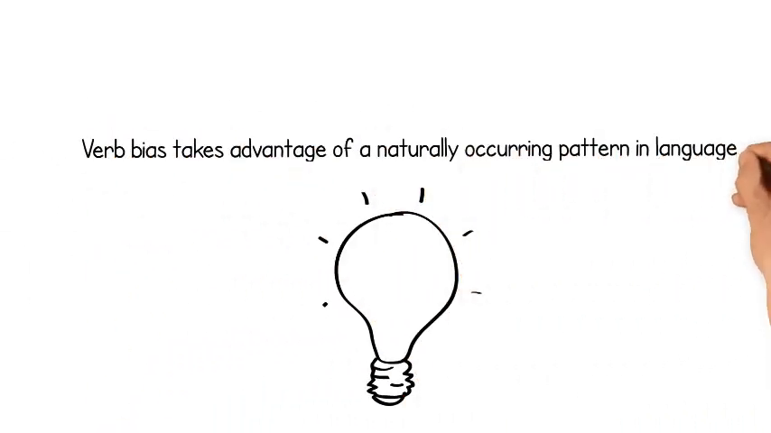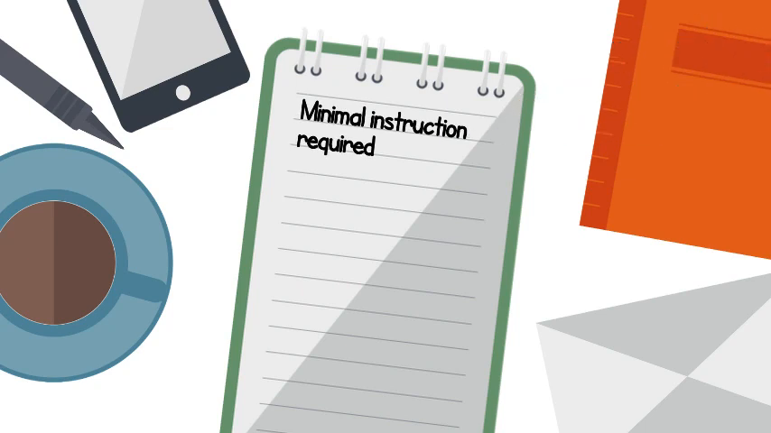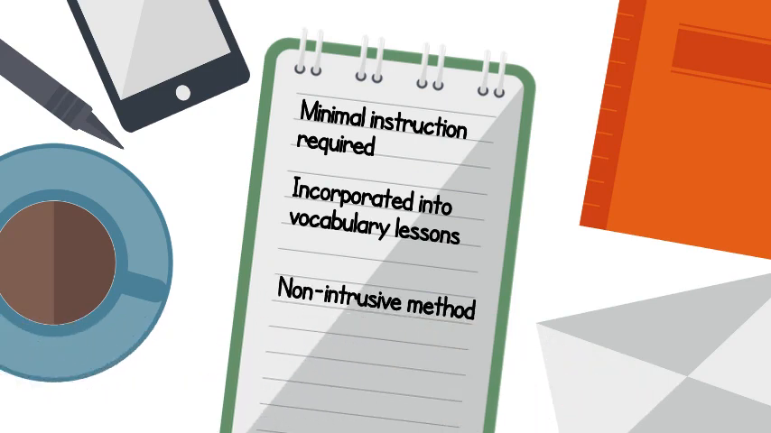Verb bias takes advantage of a natural pattern in language. Just by focusing on using specific verbs, teachers can naturally change the complexity of their syntax. This study also required minimal instruction for the teachers, who were able to adopt the strategy into their curriculum by incorporating it in the vocabulary lessons. It proved to be a non-intrusive way to increase the frequency of complex syntactic forms in the child's language input.